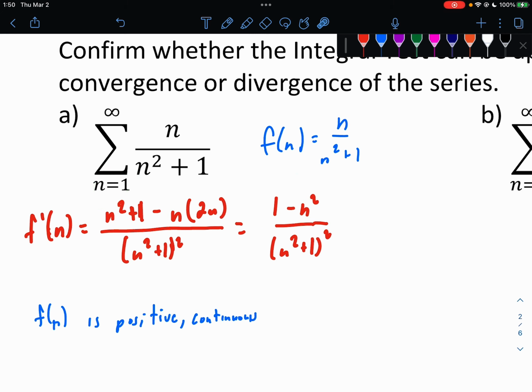So now we can say also decreasing for n is greater than or equal to 1. So our three stipulations are met here. Therefore, if we can show that the integral converges or diverges, then our answer will be the same. So let's set up our integral from 1 to infinity of n over n squared plus 1.